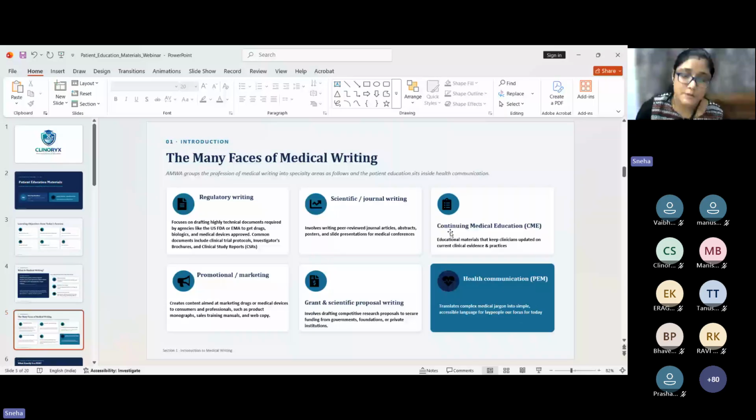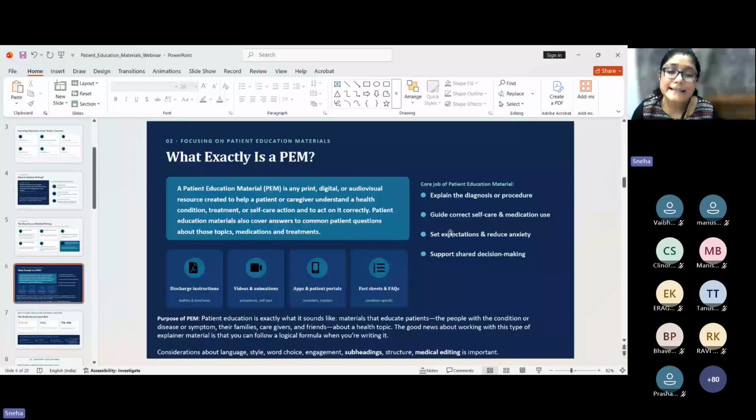So let's focus on patient education materials. What exactly is it? A patient education material is any print, digital, or audiovisual resource which is created to help a patient or caregiver understand a health condition, treatment, or self-care action, and to act on it correctly. Patient education materials also cover answers to common patient questions about those topics, medications, and treatments.